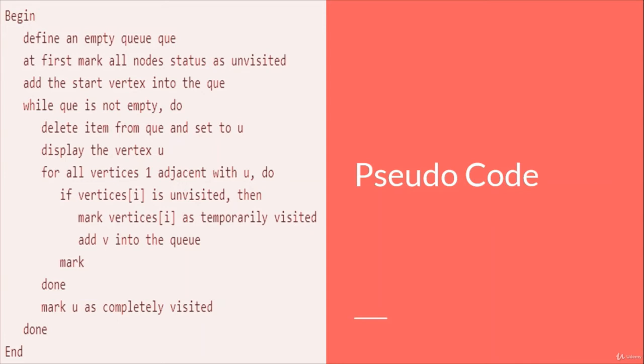Further, we use an iterative condition using a for loop where we perform operations on all vertices adjacent to U. Here we first check if the element at the vertex is visited or not. Then we mark that element as temporarily visited and then add it to the queue. Further, we mark and express done with the for loop. Mark U as completed and finally done for the while loop and end the procedure.